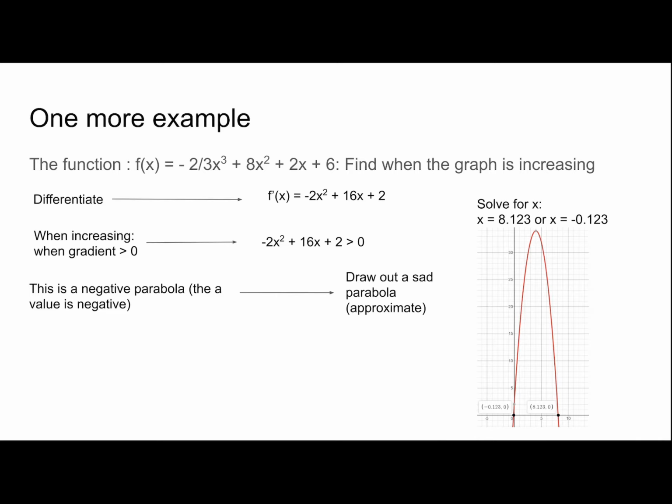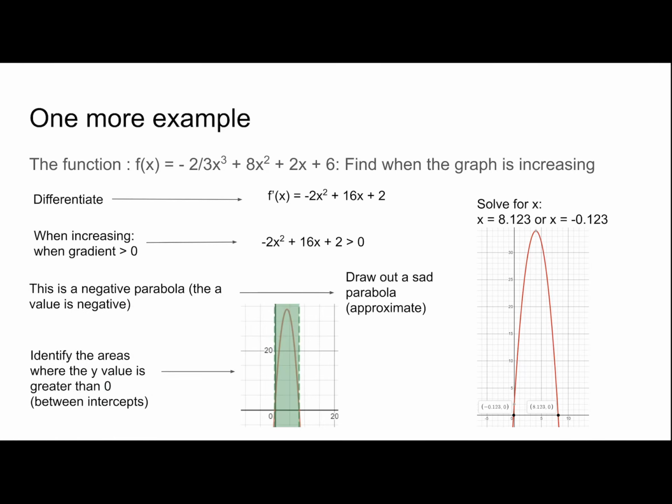As you can see, I've drawn this on Desmos here. It's a very accurate graph, but in the exam you just do a rough sketch. It does not have to be accurate at all, just an extremely rough sketch. If we draw out this parabola here, we can identify the areas where the y value is greater than 0. So we're going to find when the gradient is more than 0, and as you can see, this is between the two intercepts.